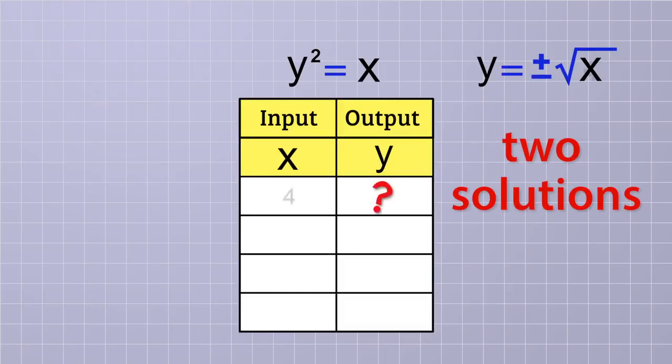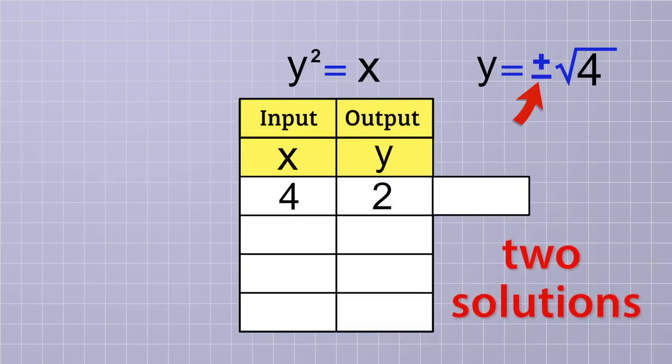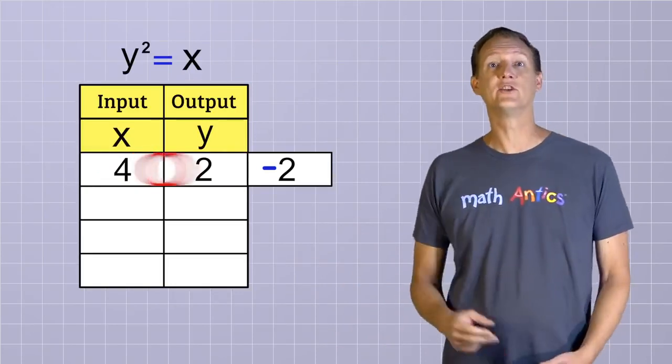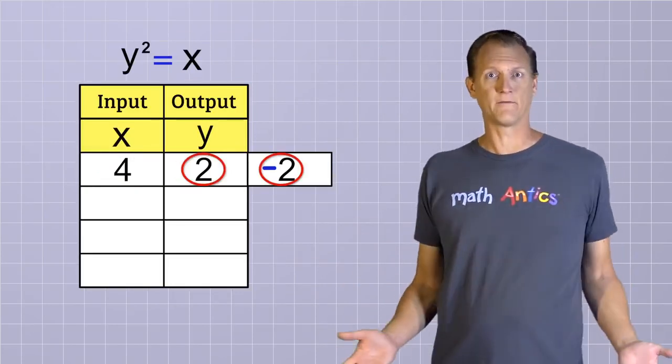If we input an x value of 4, the positive or principal root would be 2, but we also have the negative root as a solution. If x equals 4, then y equals 2 and y equals negative 2 are both possible solutions to the equation y squared equals x. So in this case, for each value of x that we input into the equation, we'll get two values of y as outputs. Can a function do that?